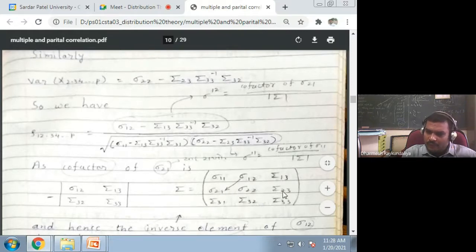So what are the elements? They are sigma 1 2, sigma 1 3, sigma 3 2, and sigma 3 3. We know that the signs are plus, minus, plus, similarly minus, plus, minus, plus, minus, plus. So this has the minus sign. So the cofactor of sigma 2 1 is this quantity divided by the determinant of sigma.